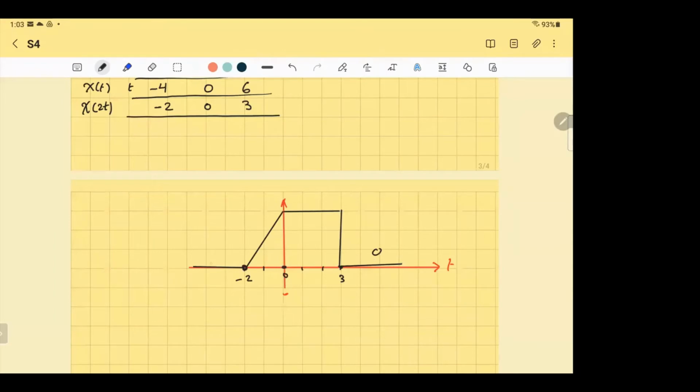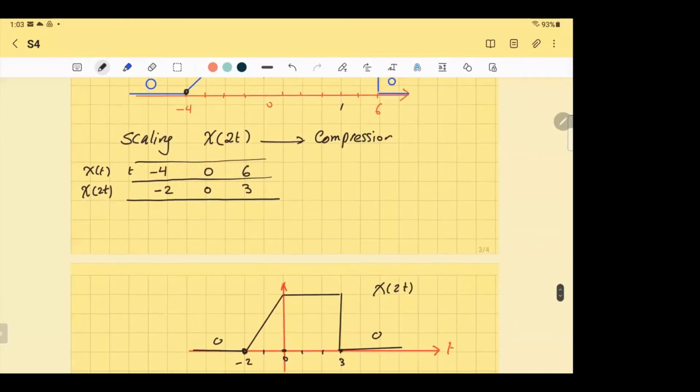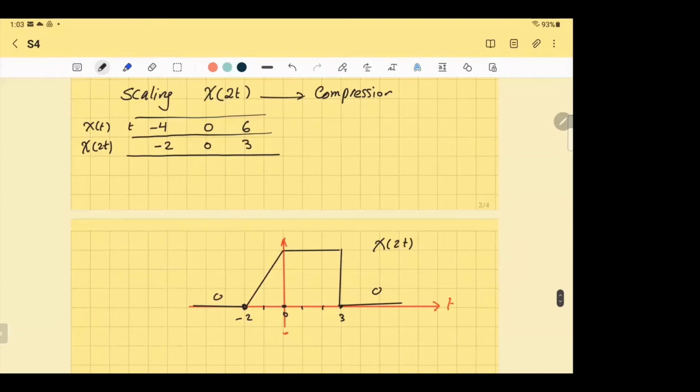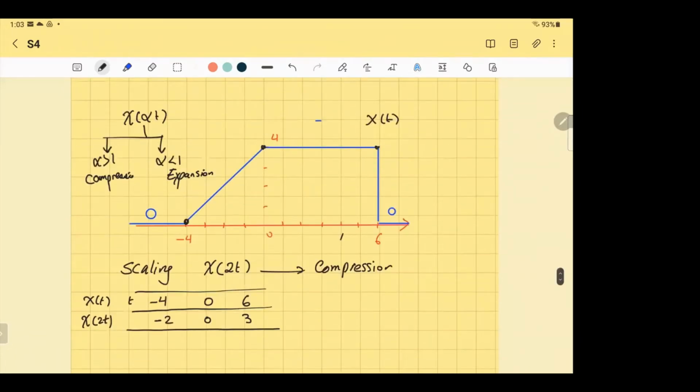So obviously, when you look at both, that's x of 2t, and that's x of t. Obviously, it's compressed by a factor of 2. Can you do it by expression? Yes, of course, you can do it by expression. What do I mean by that? This one is easy, 4 does not change, but let's look at this function.